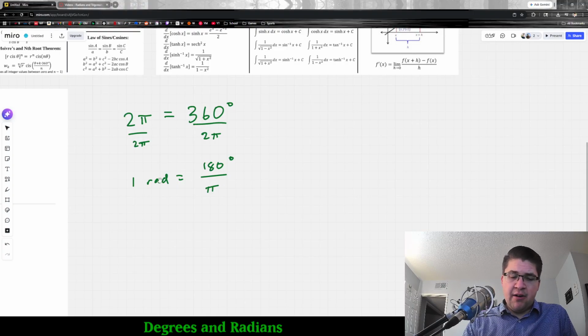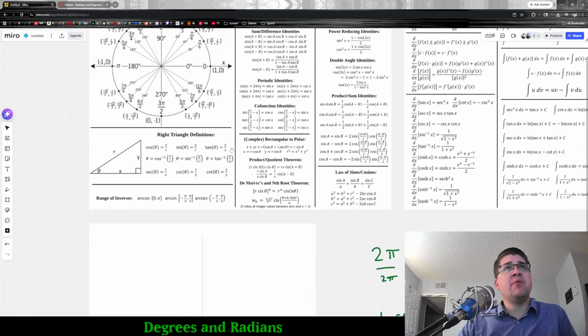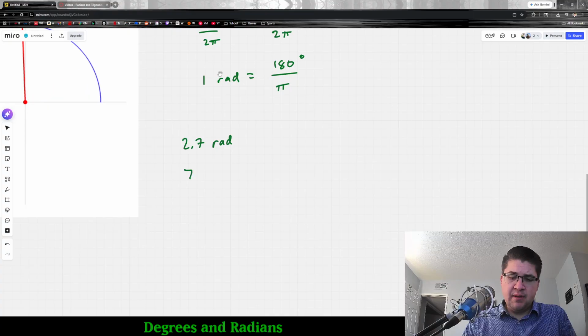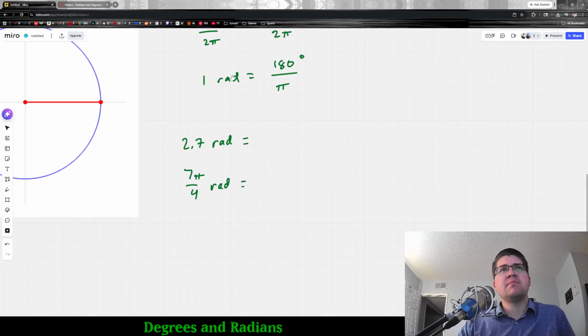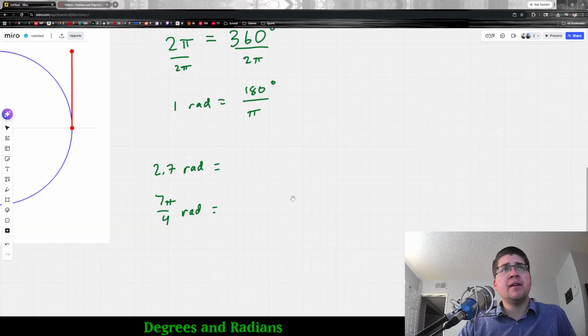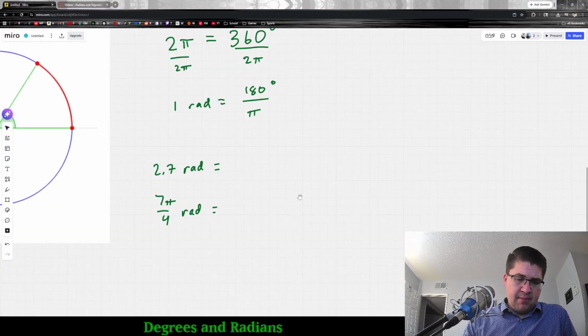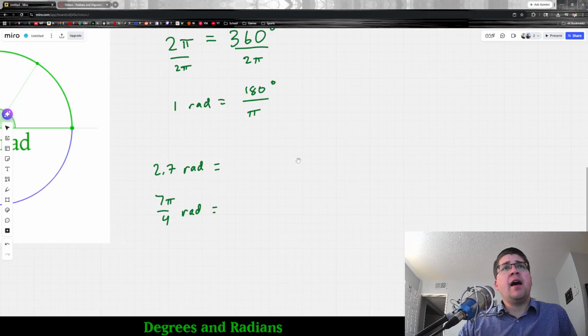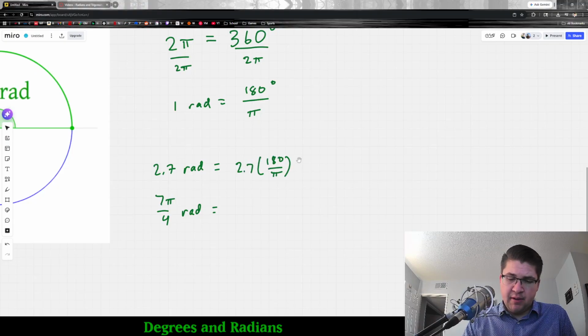And say we had 2.7 radians. Or actually, the example I was saying was 7 pi over 4. We can do both of those. Again, we don't need to write the radians, but let's be more specific about where we're starting here. And let me make that a little cleaner because that's a bit messy. Okay. I have not used my virtual whiteboard for quite some time. That's okay. So we'd have 2.7 times 180 over pi. And similarly, we could do 7 pi over 4 times 180 over pi.